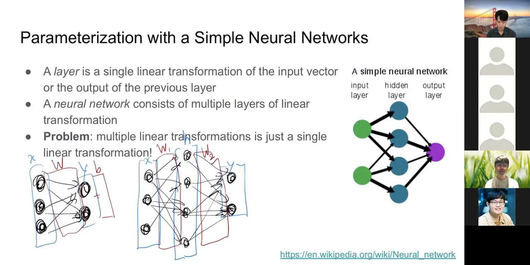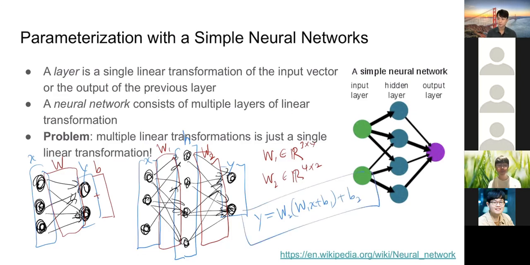Then what is the size of W1? The size of W1 is 3 by 4, and then the size of W2 will be 4 times 2. And of course, we'll have some bias to it. Then at the end, the equation will be: we first apply W1 to X and then add some bias, B1. So it will be W1 X plus B1. And then we multiply this by W2 and add B2, right? So this is exactly a multi-layer neural network. We just saw two layers of a neural network.